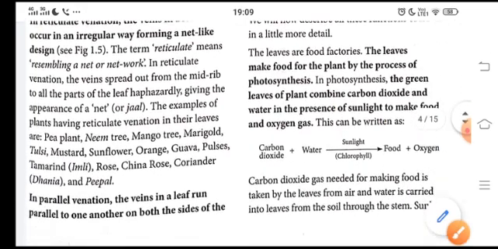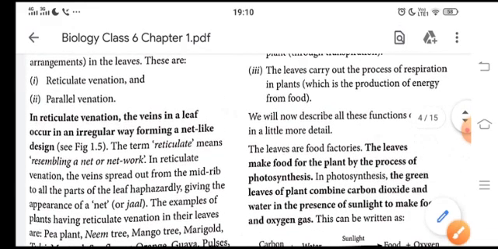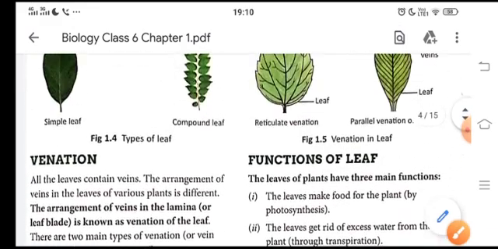Number 2 is parallel venation. In parallel venation, children, the veins in a leaf run parallel to each other from the side of the midrib. Like you must have seen banana leaf or bamboo leaf. So in bamboo and banana leaf, this parallel venation is there.